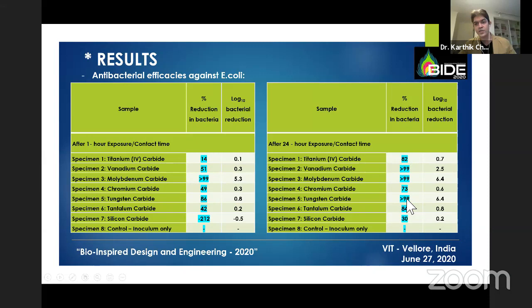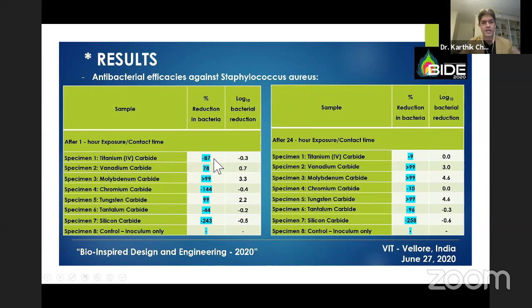Similarly, looking at the same set of experiments against Staphylococcus aureus, which is a gram positive bacterium, again molybdenum carbide shows the most effective response, with vanadium carbide and tungsten carbide also showing effective responses. After a 24 hour exposure time, which is understandable, the same three show almost equal and very high activity against the bacteria. The others practically don't show any activity.